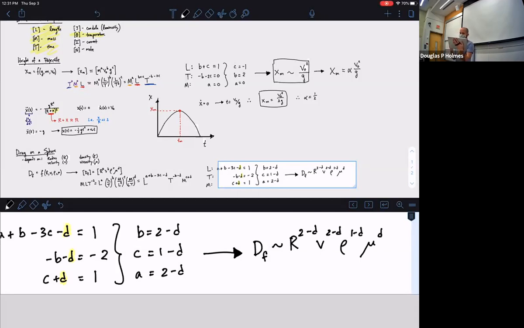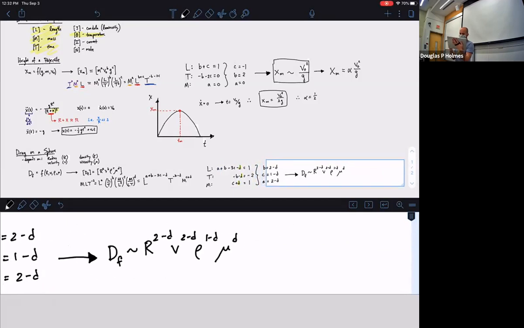And so what that means is we can write this as, this should scale as R squared V squared rho times mu over R V rho, all to the D.